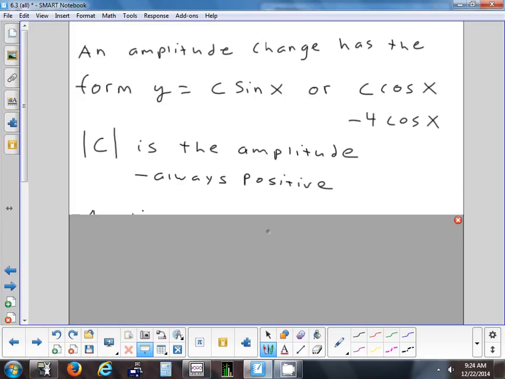Any questions on your sketch? When you sketch it, pretty much every single amplitude change can look just like this. Let's say you wanted to sketch 5 cosine x. The only thing that would change would be this. You can use the exact same graph, and now it goes from 5 to -5, instead of 3 to -3.